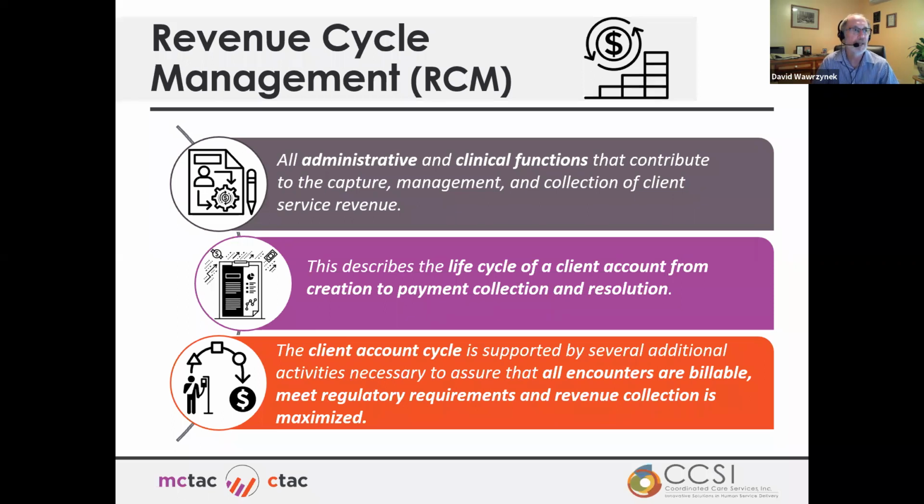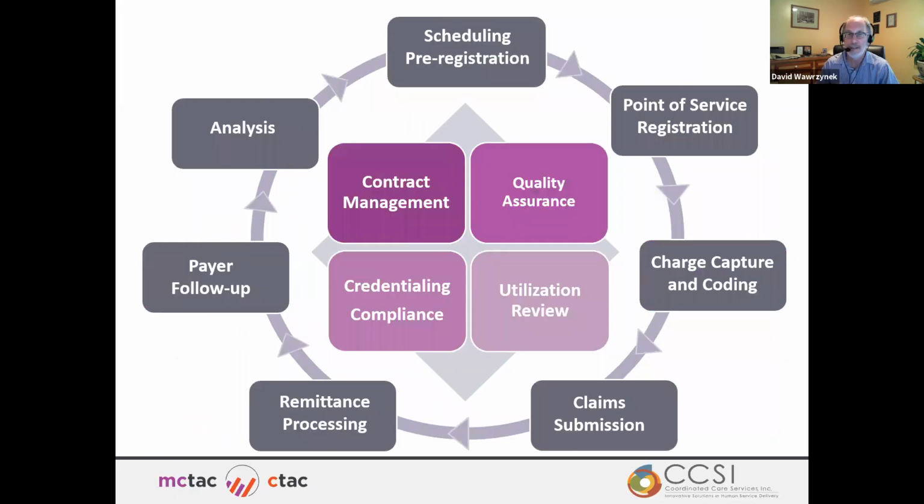It's called revenue cycle management because it is a cycle, has different levels of activity, different people involved, and it needs to be managed. It's really the life cycle of a client account from creation to payment collection and resolution. In the next slide I'll show you the account cycle, and there are other supporting activities necessary to assure all encounters are billable, they meet regulatory requirements, and the revenue collection is maximized. Well, what might that look like?